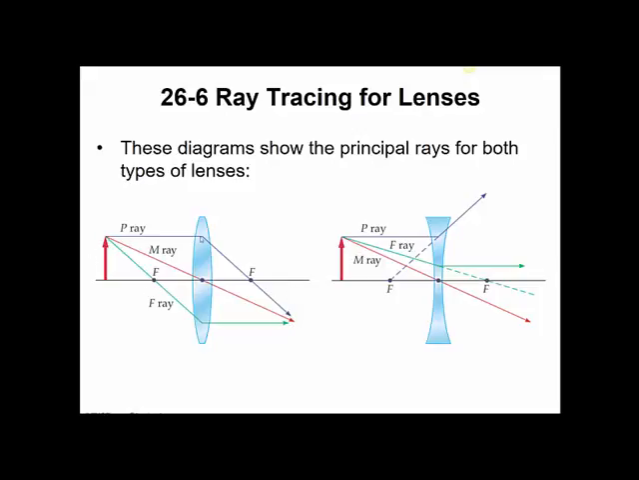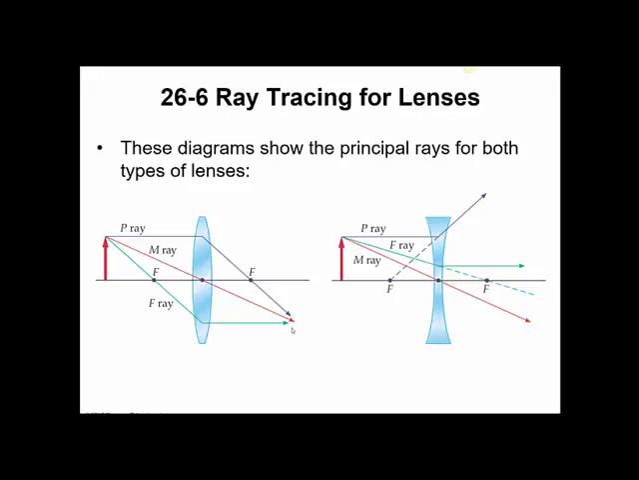The real image is going to have a positive image distance, and it's going to have a negative height or negative magnification. Instead of with mirrors, where our real images formed where the reflected rays were, which was on the same side as the object, for lenses, because the light is going through the lens, a real image is going to form on the opposite side of the lens than the object. But we're still going to say that it's a positive image distance.